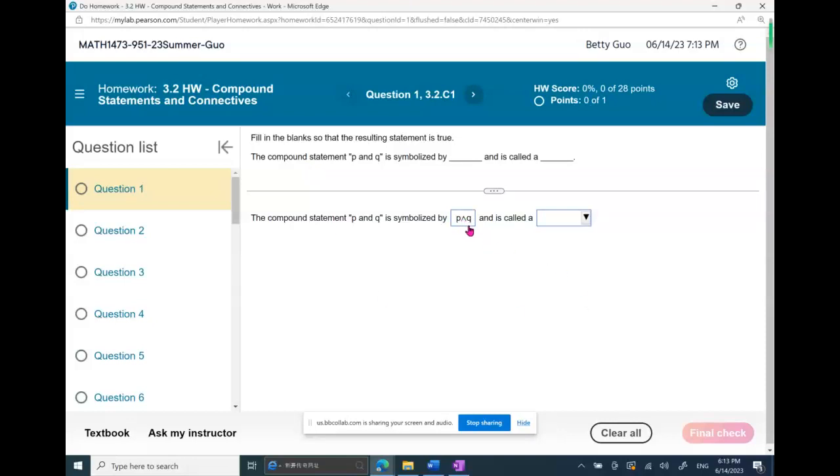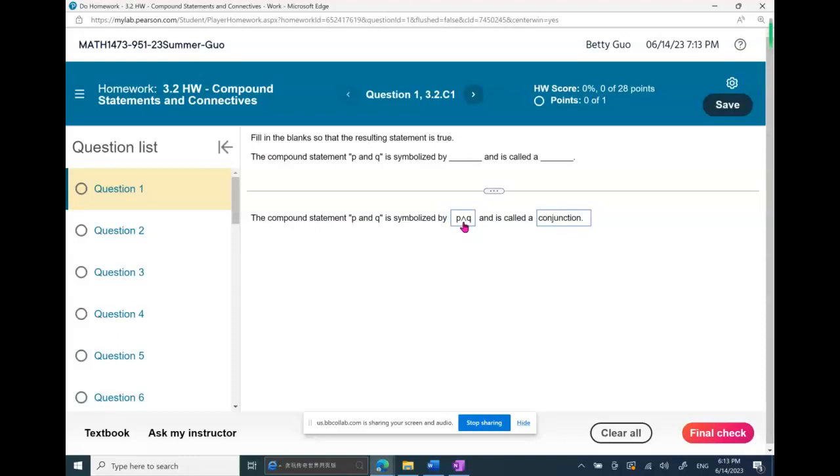Here, P and Q, look at the symbol, P and Q. It is a compound statement. It represents P and Q, or conjunction. This is called a conjunction. Those basic concepts require you to understand and memorize.